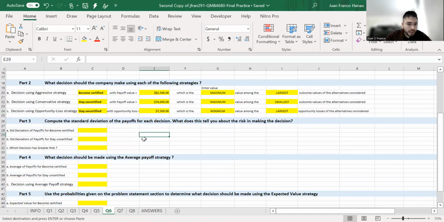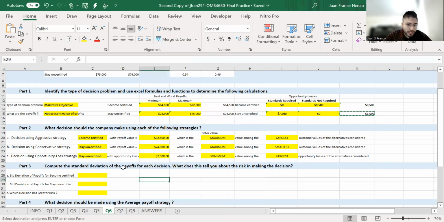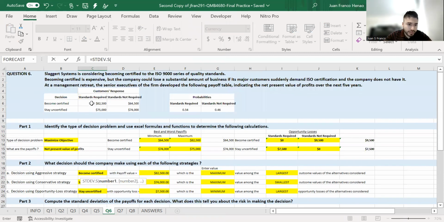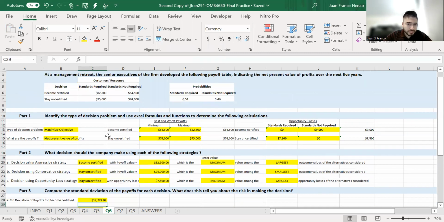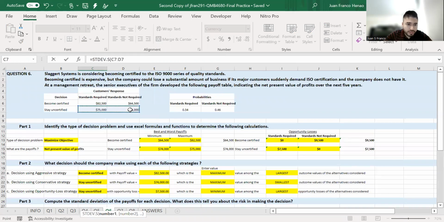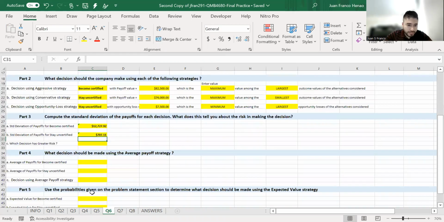Perfect. Now, compute the standard deviation of the payoffs. Okay, same thing, standard deviation of a sample. The first one is become certified. Second one is staying uncertified. So it's the DEVS. Stay uncertified. And now, which decision has the greatest risk?